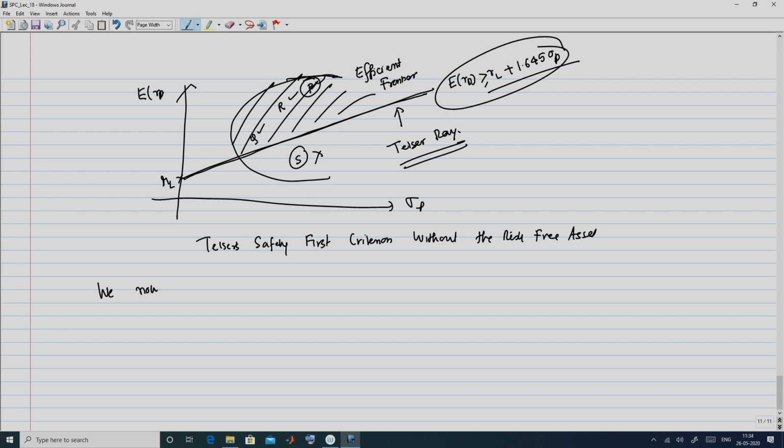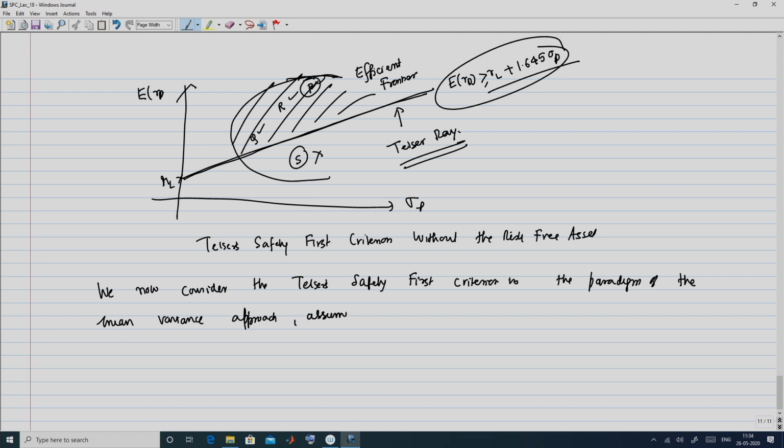So, we can now summarize this as we consider the Telser's safety first criteria in the paradigm of the mean variance approach, assuming of course that the returns are normally distributed and no risk free asset exists.